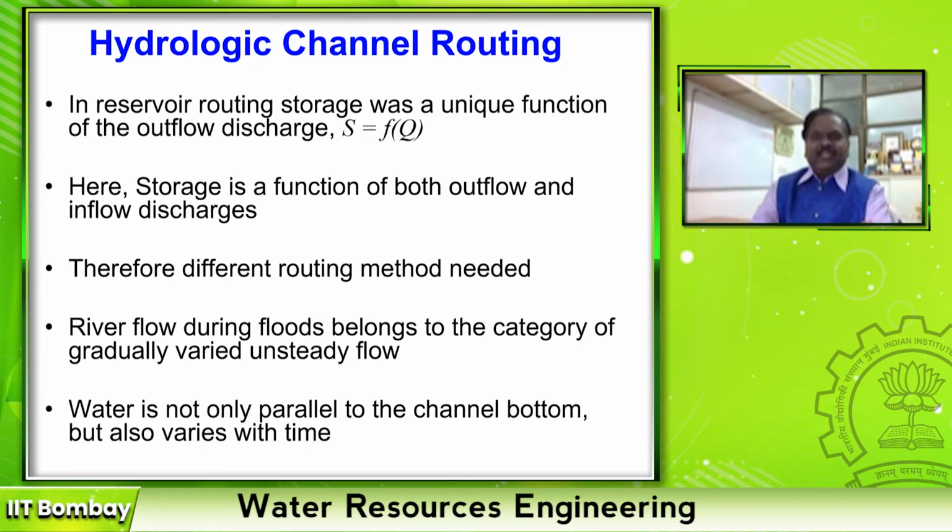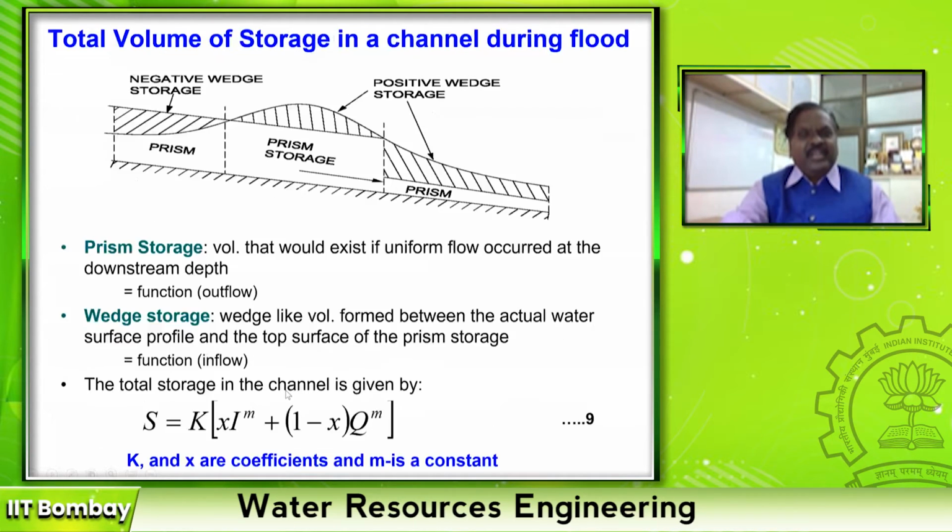Okay, so the river flow during floods belongs to the category of gradually varied unsteady flow in a river reach. This is very important. Gradually varied unsteady flow. But the water surface is not only parallel to the channel bottom, it also varies with time. Right? Let us see this classical drawing to explain how the wave moves between two sections. Let us consider section 1 at the downstream side and the upstream side at a distance of L.